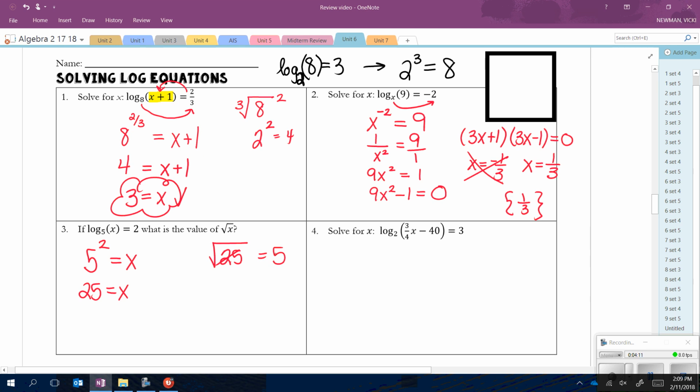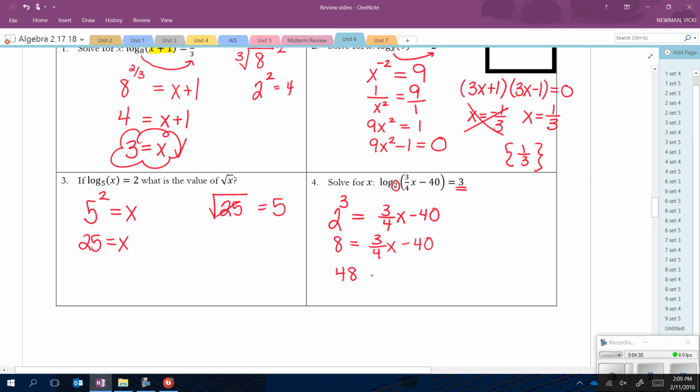Okay, number 4. Let's see. Get the log by itself. It is. X is on the inside, so we have to change the form. So the base is 2. The exponent is 3, equal to 3/4 x minus 40. 2 cubed is 8, equals 3/4 x minus 40. We're going to add the 40 over, so 48 is equal to 3/4 x. So in order to get rid of 3/4, we multiply by 4/3 on both sides.